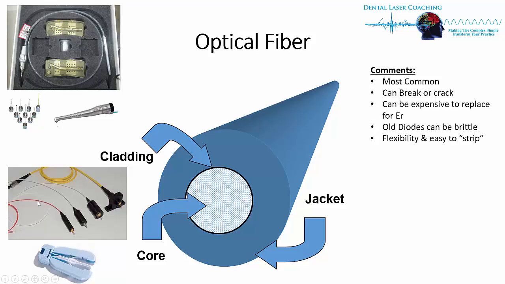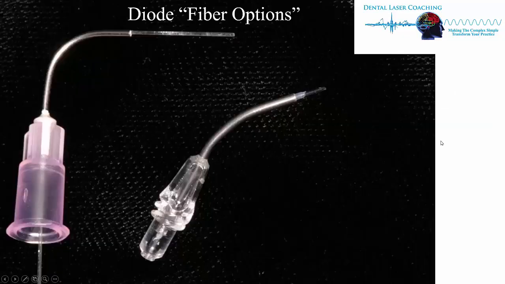Some of you may have done this: if you had a long diode fiber, you may have run it over with the wheel of your chair, and it cracks it, and then it's ruined from that point on. Or if you had an erbium laser, maybe over time it cracked or broke, and those are very expensive. The older diodes, as I mentioned, can be brittle, but the new ones are quite flexible and they're easy to strip. And as I mentioned, this would be one long continuous fiber.